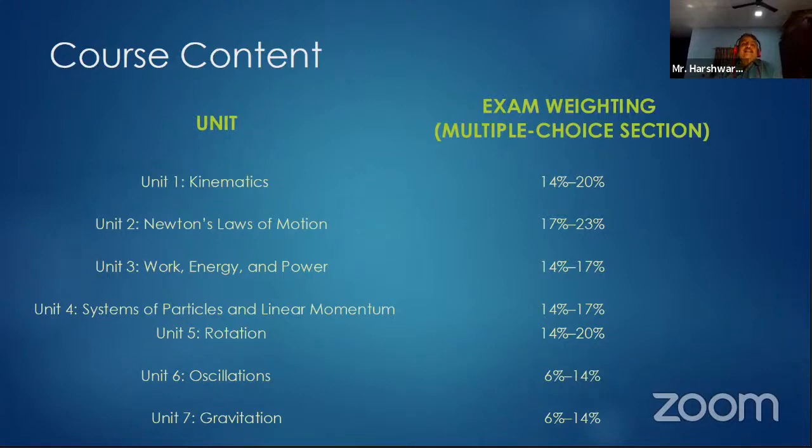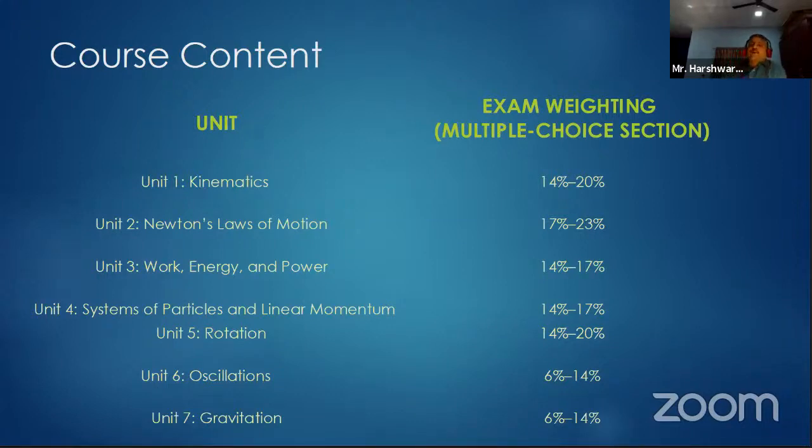Unit number 4 is systems of particles and linear momentum. Here we include the discussion about impulse, momentum, conservation of linear momentum, and the concept of center of mass, as there are multiple particles involved. Now we move to systems having multiple particles, so calculation of center of mass is also included in this unit. The exam weightage, as you can again see, is 14 to 17%, which is roughly around 3 to 4 objective type questions in your exam.